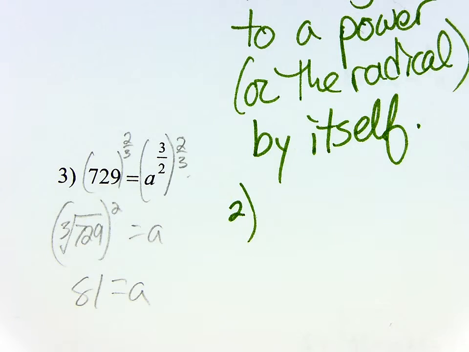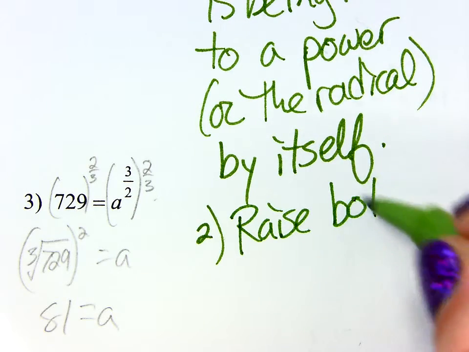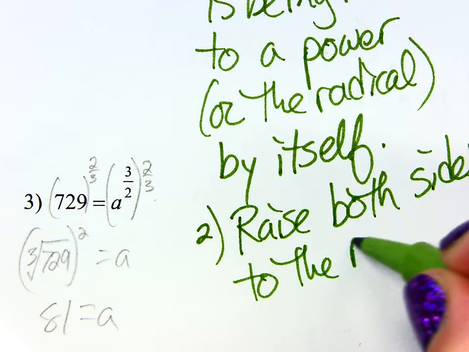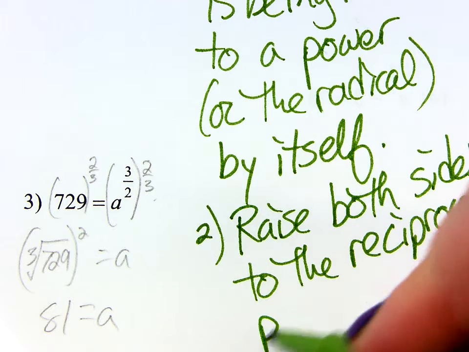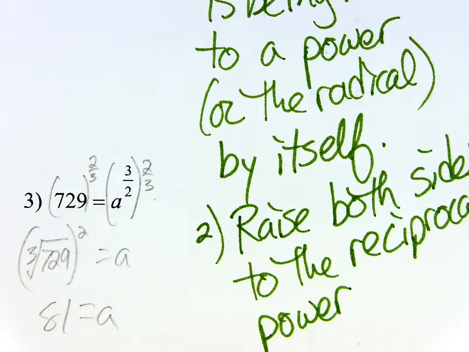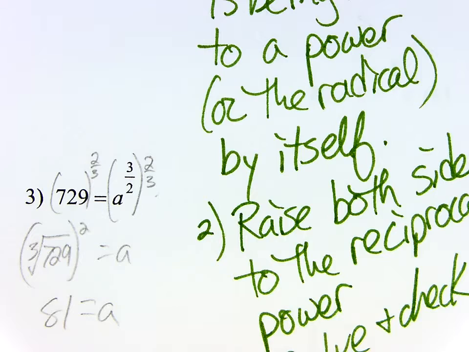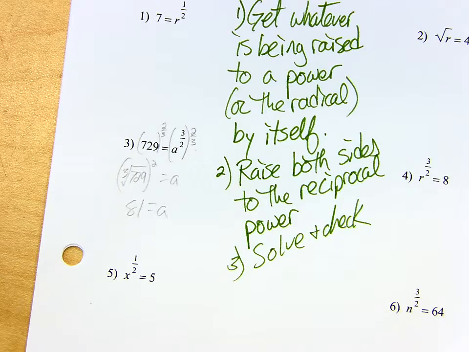Okay, so we need to put that into a list of steps. How do you do that? So, you're going to raise both sides to the reciprocal power, then just solve there. I say solve and check. You show your answer.